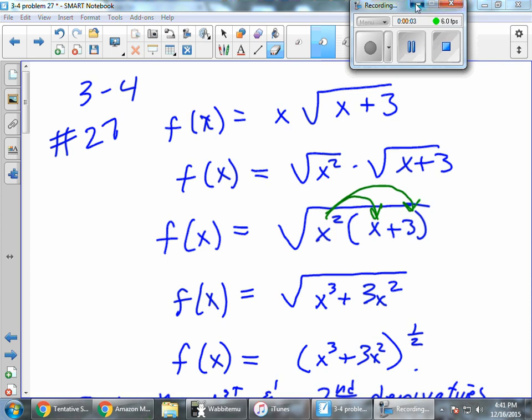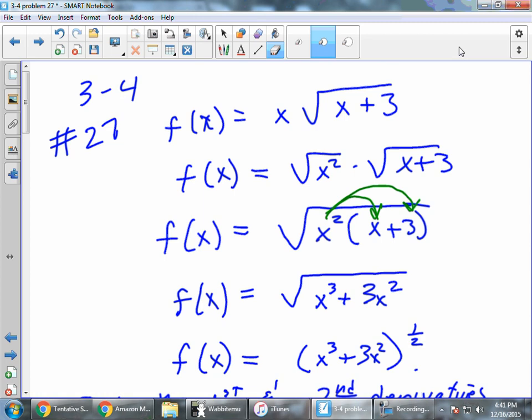Good afternoon, everyone. Continuing with problem 27 from Chapter 3, Section 4. You were given f of x equals x times the square root of the quantity x plus 3. And we talked about how oftentimes it's beneficial to modify your original expression, give it a makeover, if you will, prior to taking the first or second derivative. In this case, we definitely would need to do that. You don't have to, but it makes life a whole lot easier.